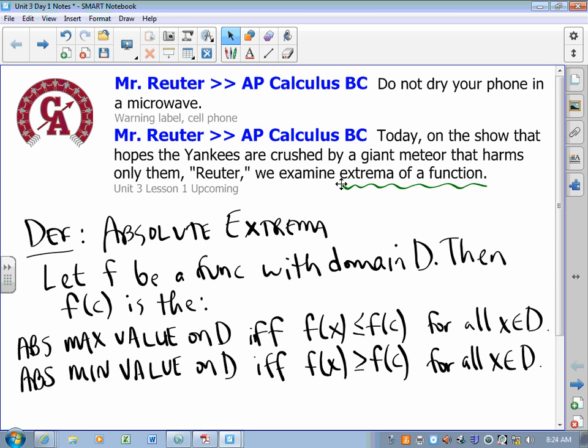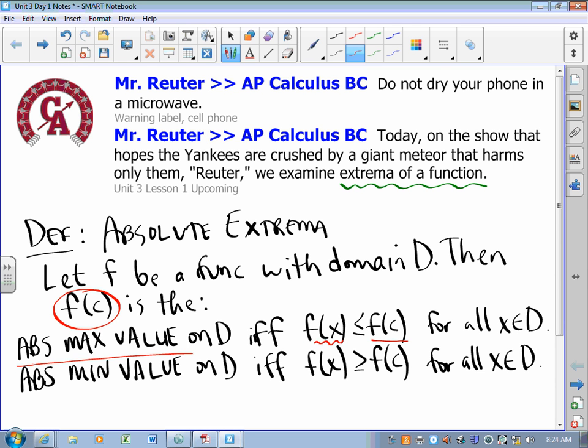This almost makes sense, but of course, this being school, we don't think, so I've got to make us think. f of c is the max if f of c is bigger than any possible f value anywhere else on the domain. This makes sense. f of c is the min if f of c is less than or equal to any other conceivable f value. That's all that definition says. You're the absolute max value if you're the biggest possible y value for the entire function on its domain. That's what we mean.